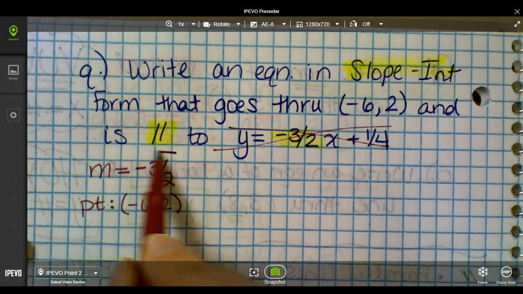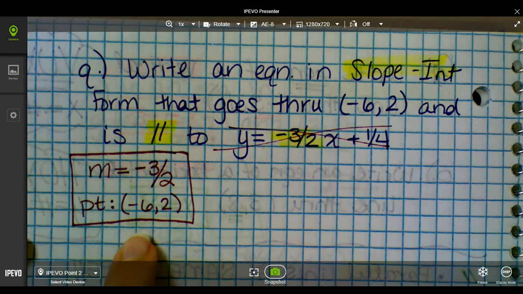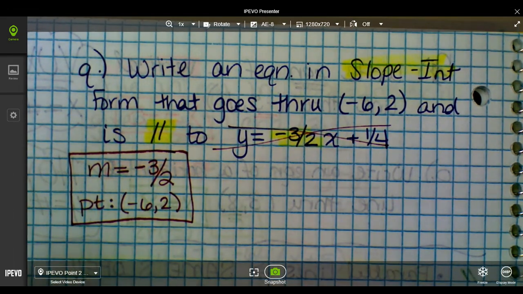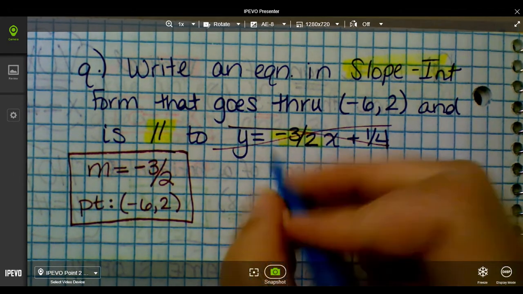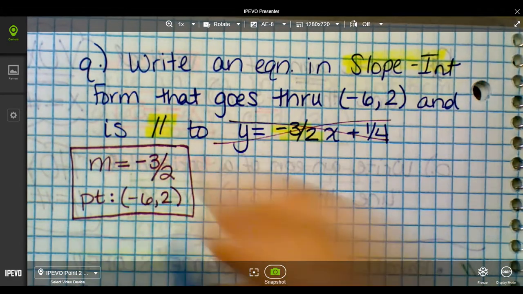And then again, when you're doing your homework, when you're doing practice, when you're doing your tests, I do want to see this step because a lot of people don't write this down and then they get very confused. What do you need from this? You need your point and your slope. So I'm just going to write them down. So now I can just look at this. I don't even need to reference really anything from here anymore.